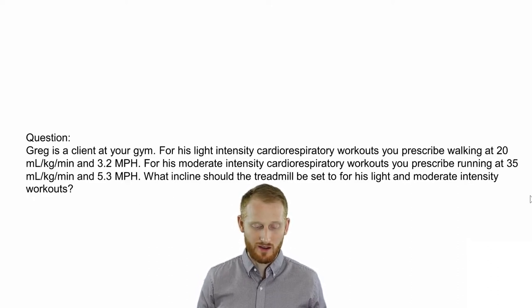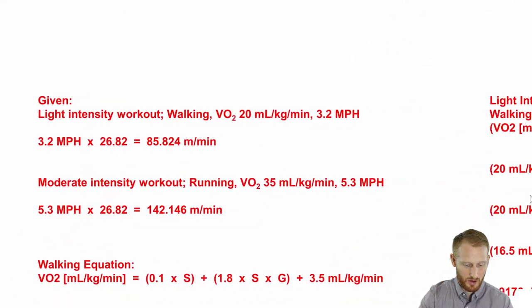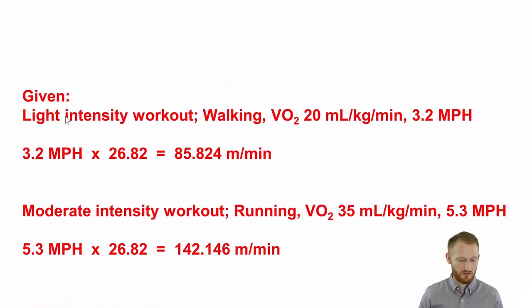So let's go ahead and look at our given variables here. And we're going to be doing quite a bit of work on this one. Our given variables: we have light intensity workout day and moderate intensity workout day. For the light day, we are walking. For the moderate day, we're running. For the light day, we're shooting for 20 mLs per kg per minute for the oxygen consumption. For the moderate day, 35 mLs per kg per minute. Again, for the light day, 3.2 miles per hour, and for the moderate day, 5.3 miles per hour.